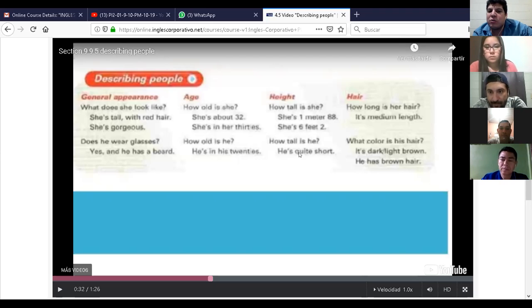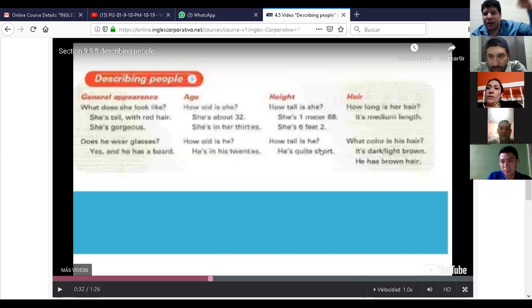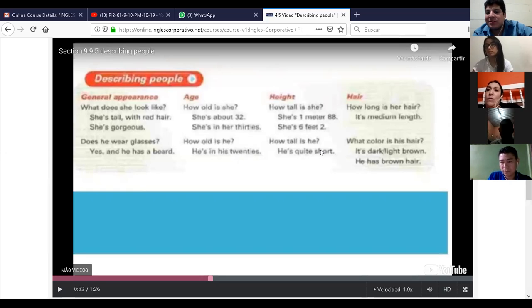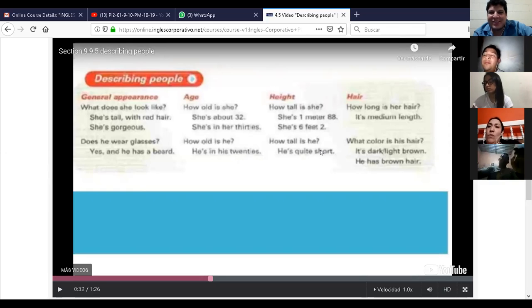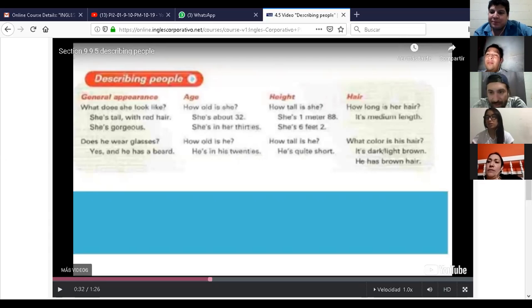All right, so how tall is he? He's quite tall. How do you say, él es bien alto? He's very tall. Chiquito. Short. Es estatura media. Medium height. También podemos decir average. Average height. Correct. Average height. How long is her hair?